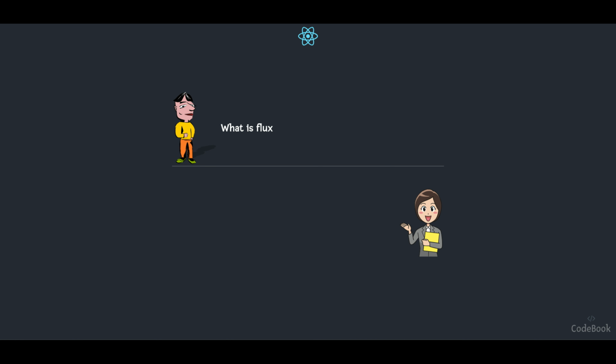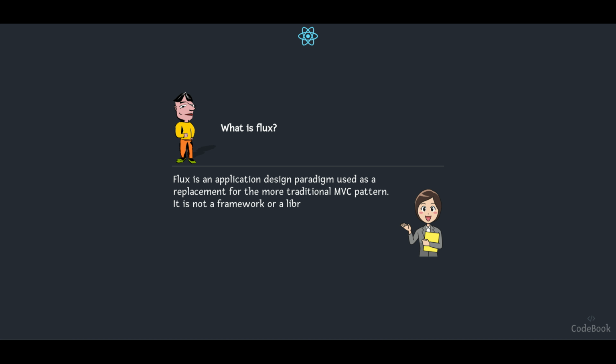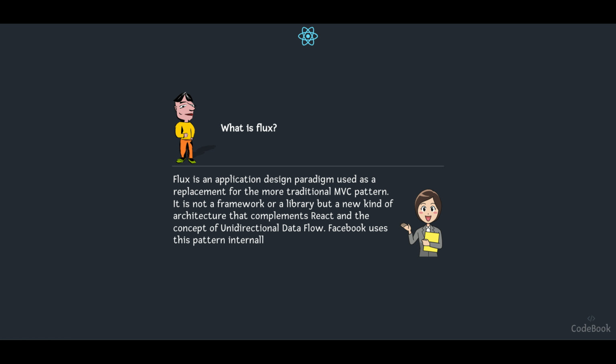What is Flux? Flux is an application design paradigm used as a replacement for the more traditional MVC pattern. It is not a framework or a library but a new kind of architecture that complements React and the concept of unidirectional data flow. Facebook uses this pattern internally when working with React.